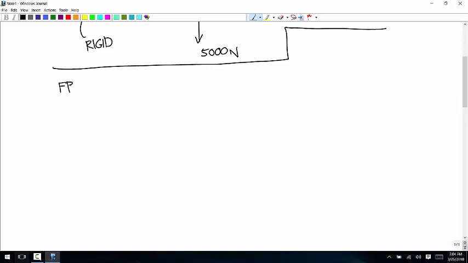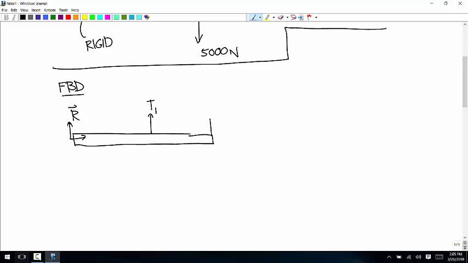So free body diagram, and we're going to isolate the beam. There's an unknown force here, call that R, and then there's a tension here, T1, and a tension here, T2. And I didn't give a weight, so I guess we're ignoring that. And then there's a downward force of 5,000 newtons.